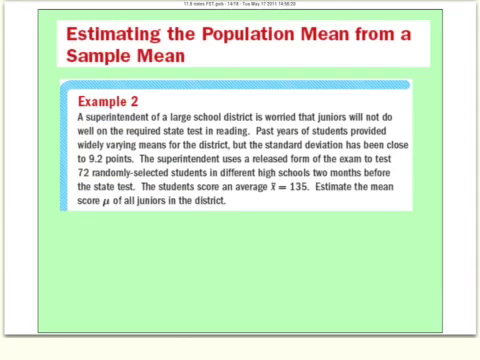Now in this one, I just want us to read it and determine which confidence interval formula are we using. Do we take sigma divided by the square root of n, or do we just use sigma? Let's read it and make that determination, and I'll just plug the numbers in for you.